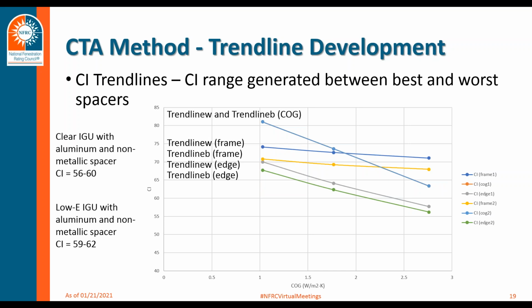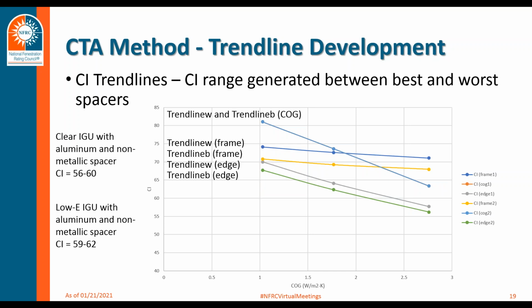So in this example, we have 2 trend lines, but 2 different spacers. Let's say we have our aluminum and non-metallic spacer. So since we can't use the interpolation to determine the condensation index for other spacers, condensation index rating will be displayed as a range based on the 2 spacers selected and generated for these trend lines.